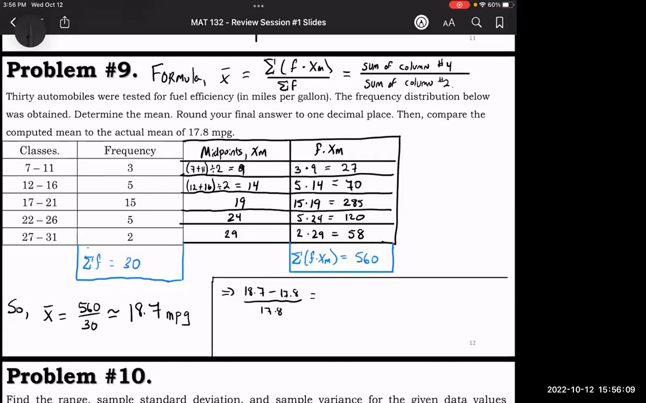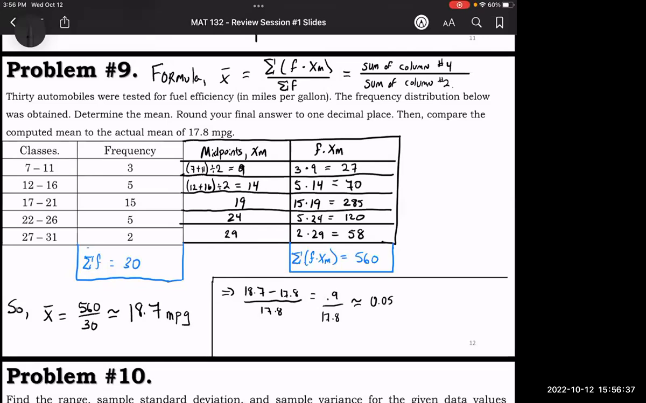You have a phone? At least use your phone, it's calculated for now. So you got 0.9 over 17.8. Now, when you compute this, you can round it to 2 decimals, that's fine. It's going to be 0.05.